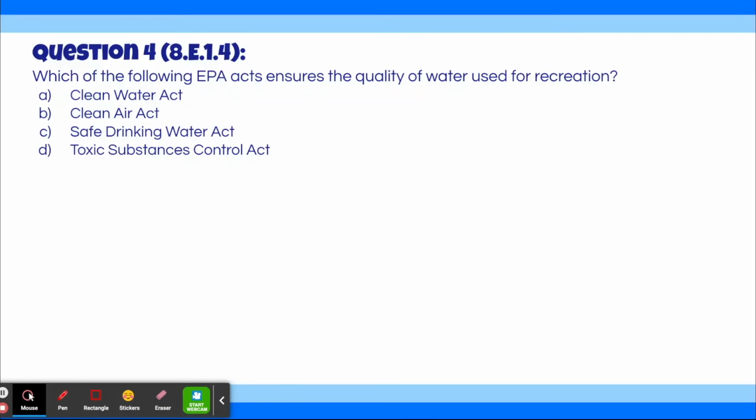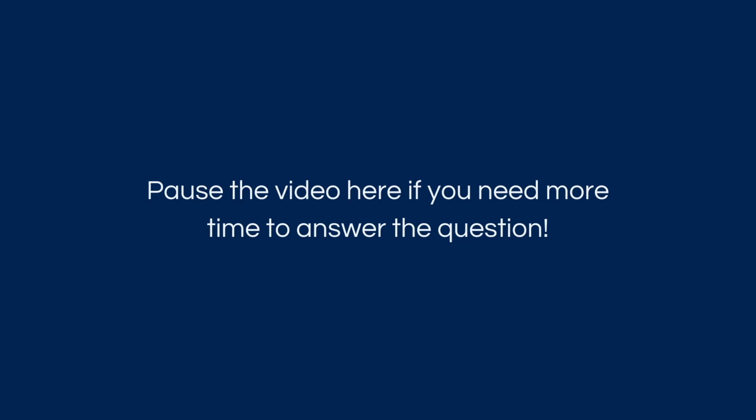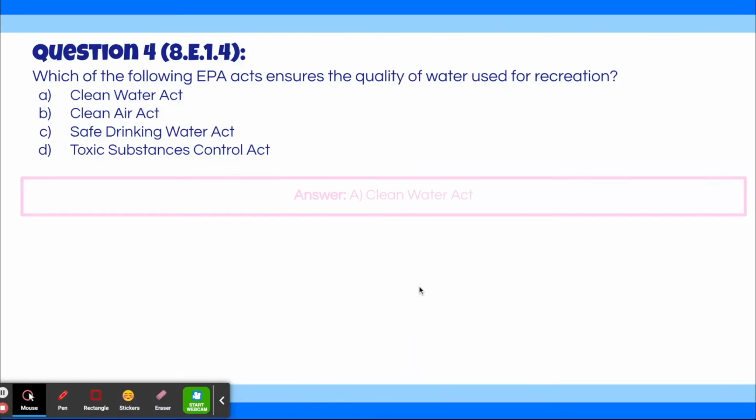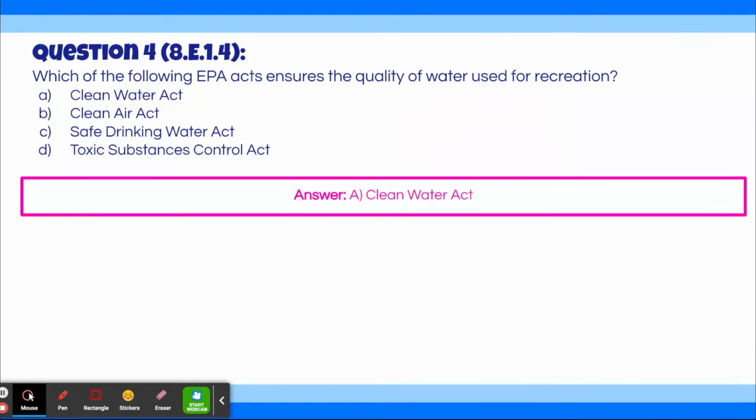Question 4. Which of the following EPA acts ensures the quality of water used for recreation? A. Clean Water Act. B. Clean Air Act. C. Safe Drinking Water Act. D. Toxic Substances Control Act. The answer is A, Clean Water Act.